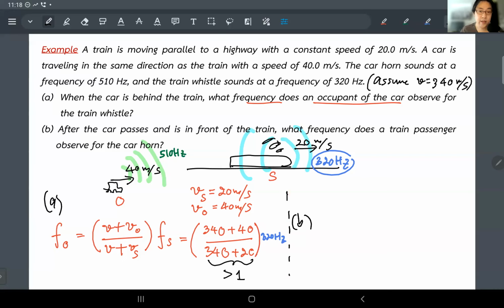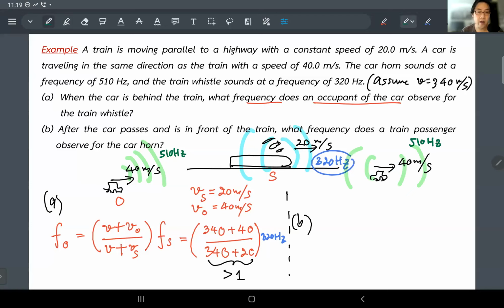Down here. Okay. So now part B, after the car passes and is in front of the train. Now the car is already, oh, the car looks really bad. There you go. But it's still 40 meters per second anyway, and it's still the horn sound. Oh, green. There you go. Like that. Okay.